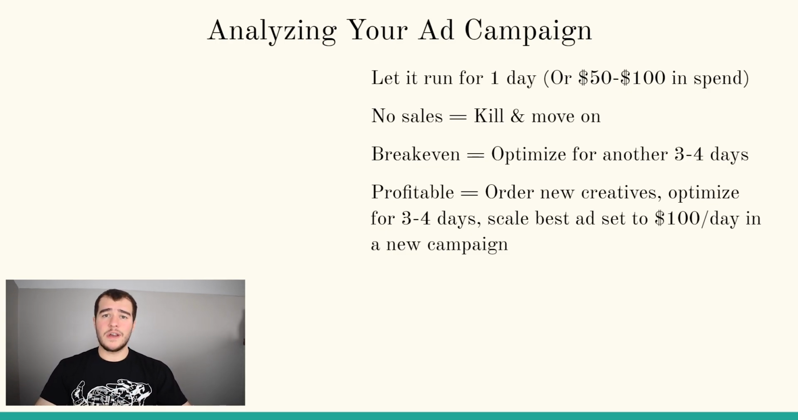If it's breaking even, you're gonna wanna optimize it for another 3 to 4 days. Now, what I mean by this is basically, maybe turning off some ad sets, making some new ad sets. You can try out some new campaigns with new creatives. There's a few things that you can do. And obviously, if it is profitable on day 1, of course, let it run. But most importantly, order new creatives because you are gonna have to swap out creatives and test new ones quite frequently. Of course, we're still gonna optimize it. We're still gonna turn off the bad ad sets and create new ones to try to find new good ones. And then of course, once your ad set hits a certain level, I recommend like 5 to 10 sales.